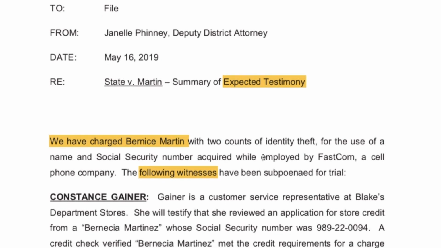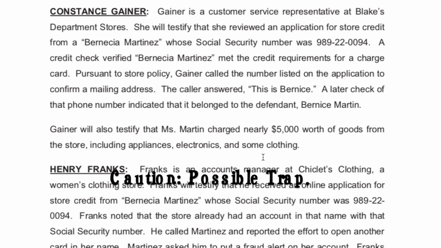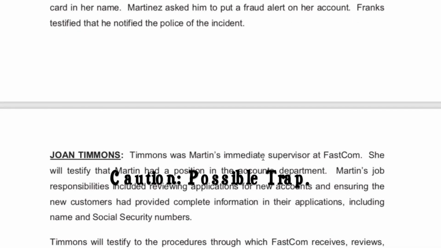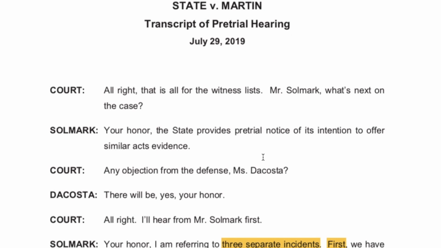So I first come across the memorandum, expected testimony. There's the list there. I don't see anything that is very apparent there. Nothing that is enumerated first, second, third. Okay, so I say very well.